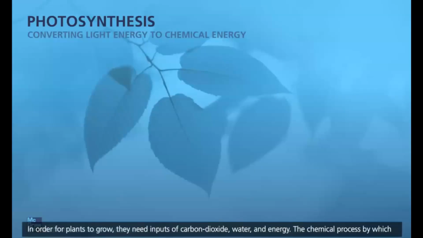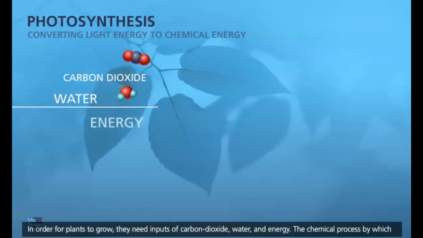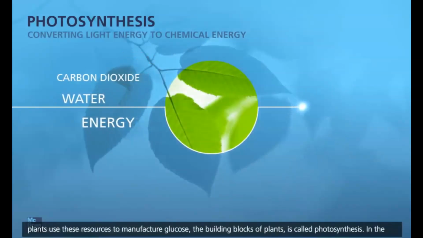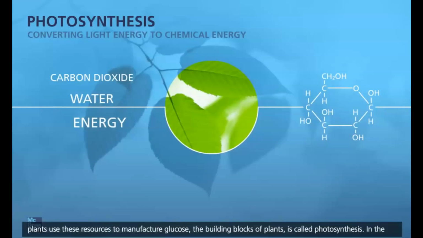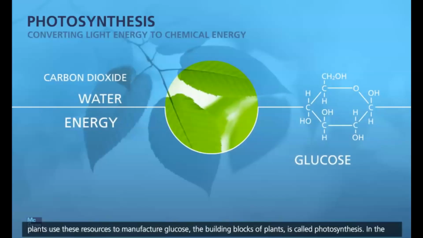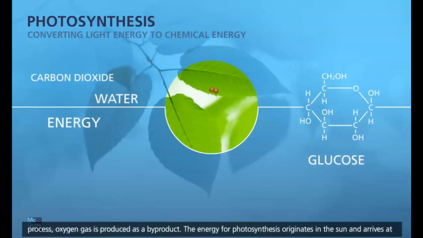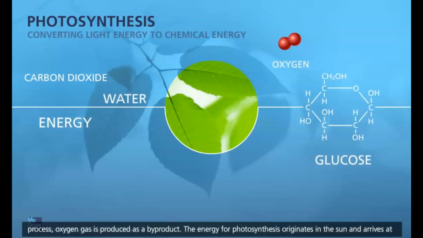In order for plants to grow, they need inputs of carbon dioxide, water, and energy. The chemical process by which plants use these resources to manufacture glucose, the building blocks of plants, is called photosynthesis. In the process, oxygen gas is produced as a byproduct.